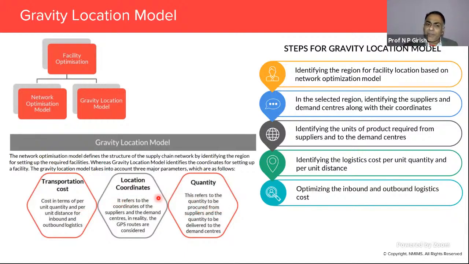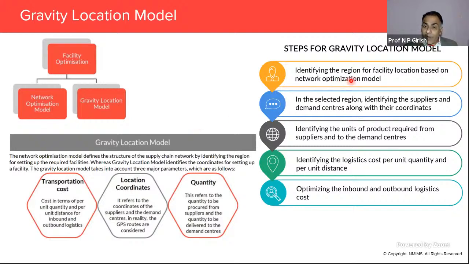Now, is it too different? So what additional point has come in the gravity location model? What additional point has come in? Coordinate. Absolutely. Conceptually, it's the same. We all want to meet somewhere in the campus or somewhere in Mumbai. Where in Mumbai? That's GPS. That's gravity location model.